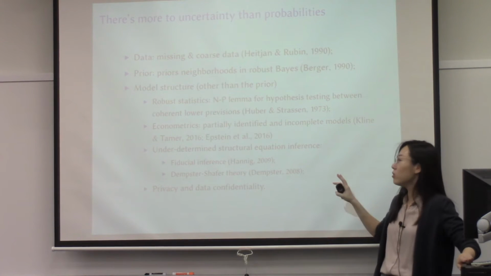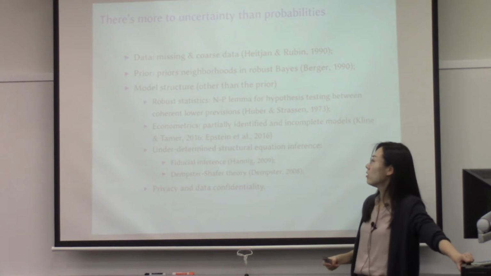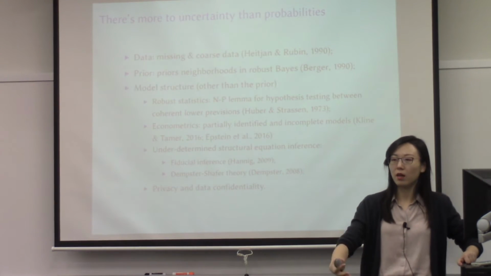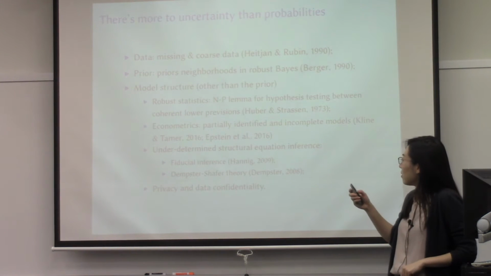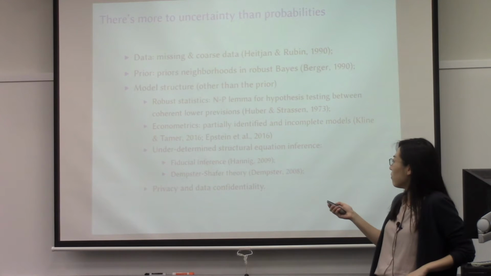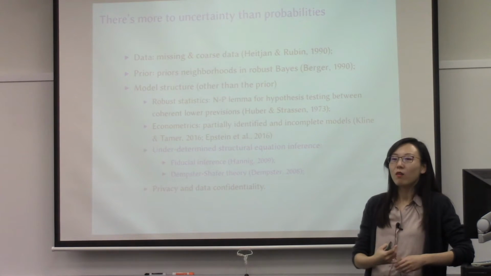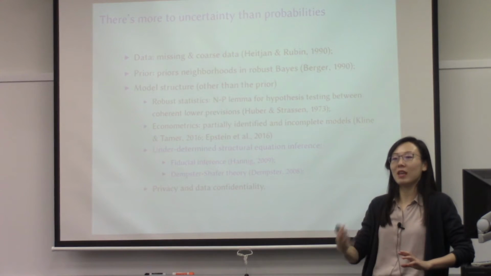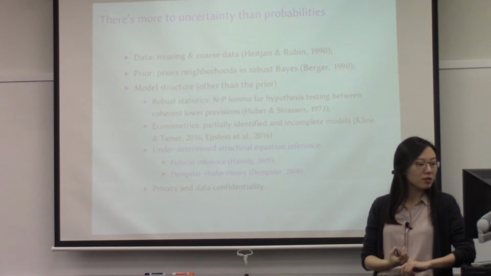Now, there is a large, at least a recent, push into using so-called underdetermined structural equations to model what we see as a statistical phenomenon. Fiducial inference and Dempster-Shafer theory are, in fact, the background that I came from, and this is what I will be showing you as a prime example of what is called model uncertainty, or model structure uncertainty, today.